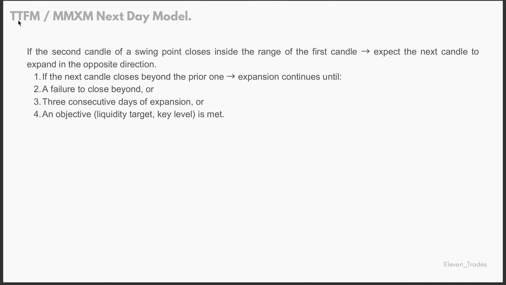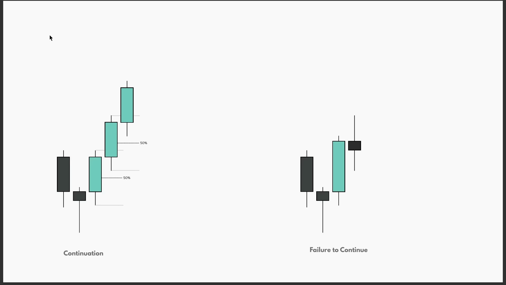The first component we will be using is the TTrades Fractal model and the MMXM Next Day model, which are almost the same thing. It uses the idea of the swing formations. The market cannot operate without a swing point. Every further price delivery starts with a swing point, and the market prints a swing point and then continues in a certain direction. If the second candle of the swing point closes inside the range, then you should expect the third candle and fourth candle to expand in the other direction. Let me show you in the schematics.